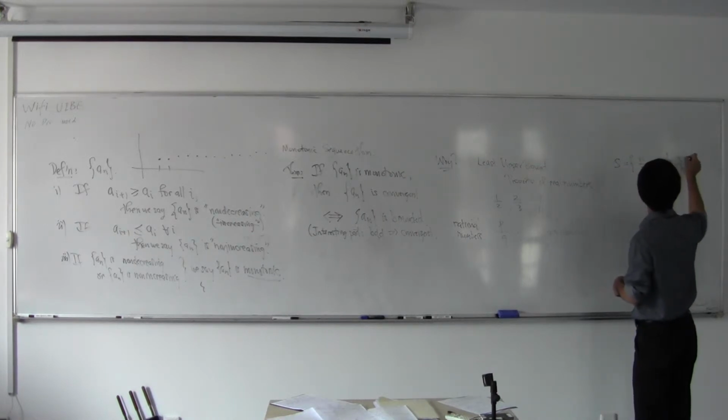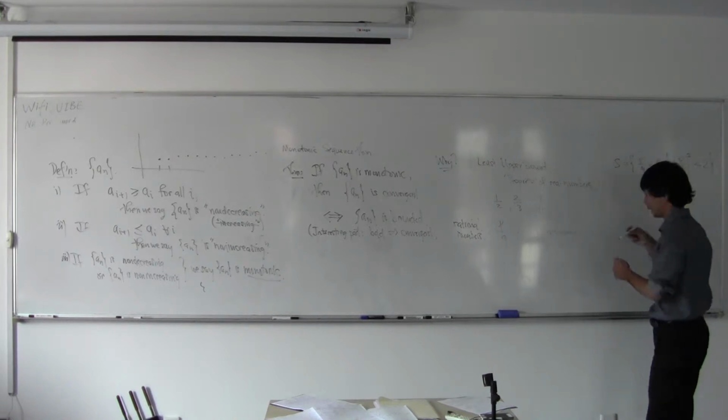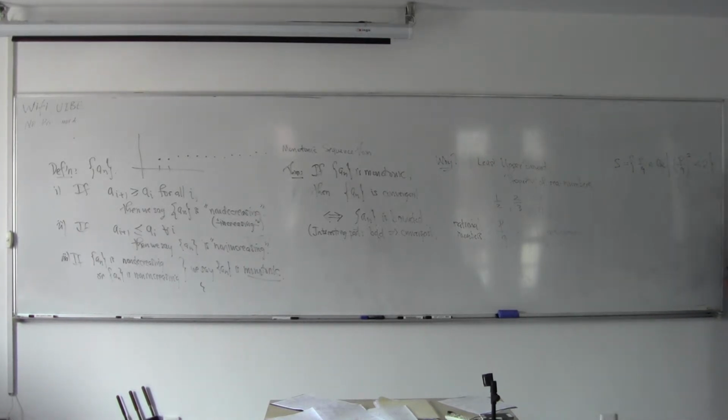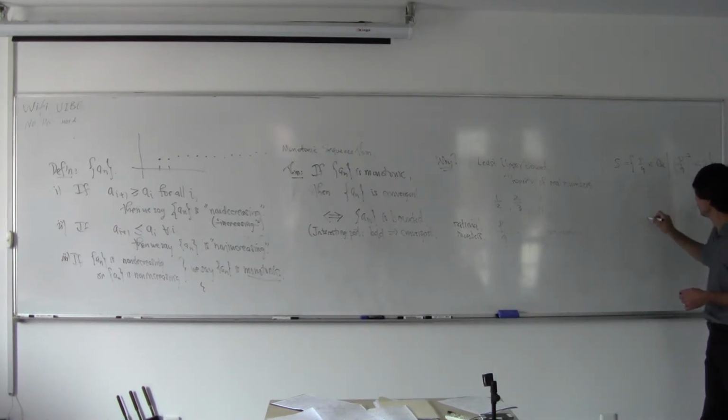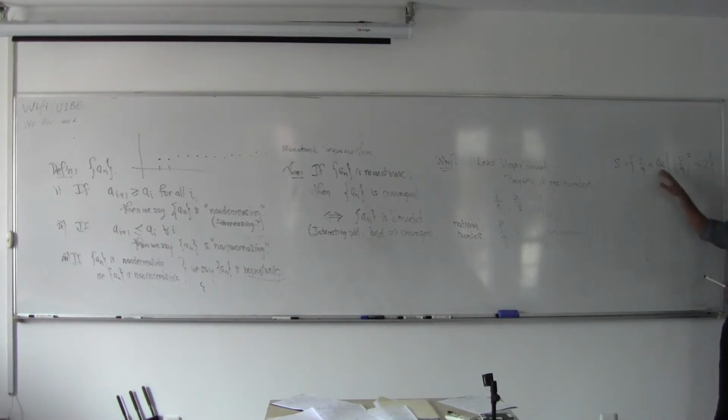Whose square is less than 2. The irrational numbers whose square is less than 2. So, can anyone give me an irrational number whose square is less than 2? What? 1 over 2, right? So 1 half, certainly that's in the set, right?